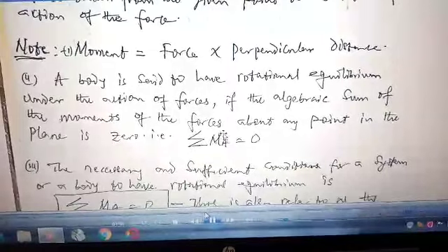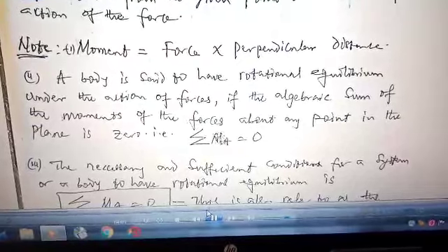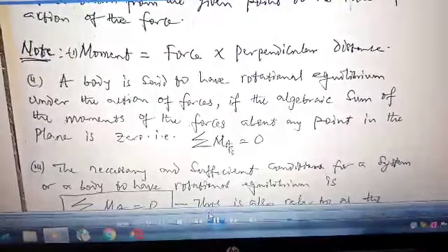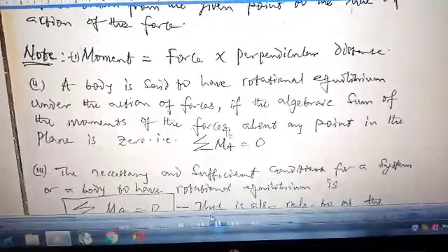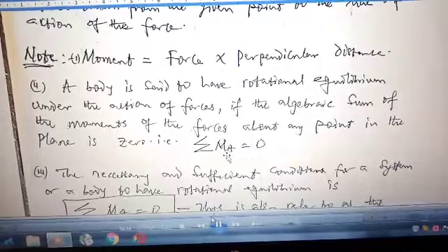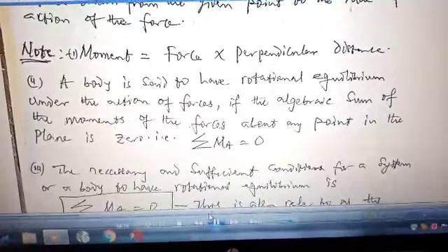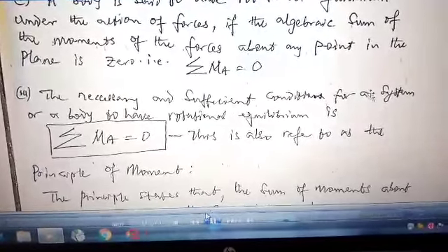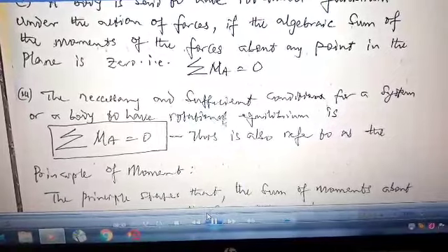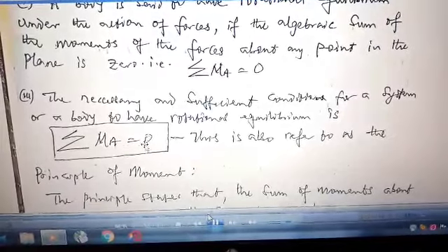For rotational equilibrium, the summation of M_A is equal to 0. What do I mean by M? M stands for moment, and this subscript A is the point where you are taking the moment from. So you can read this like this: the moment of the forces about point A is equal to what? 0. When that happens, you see the body is having rotational equilibrium. Again, as we mentioned, this is number 3. The necessary and sufficient condition for a system or a body to have rotational equilibrium is that you have summation M_A equal to 0.